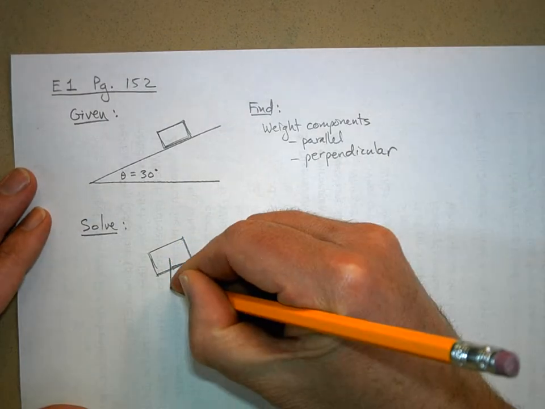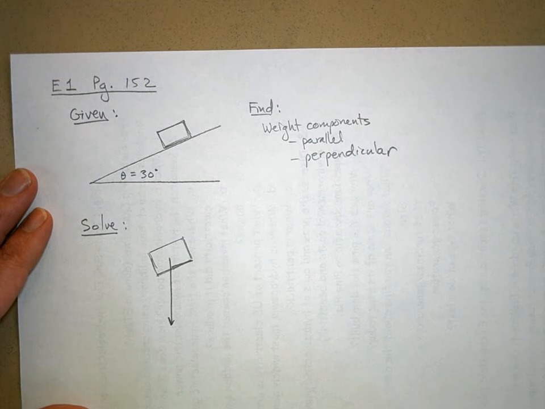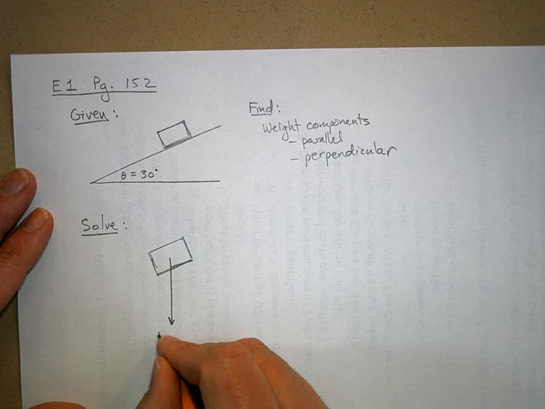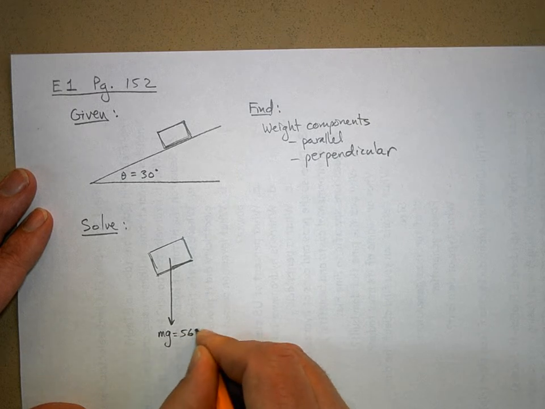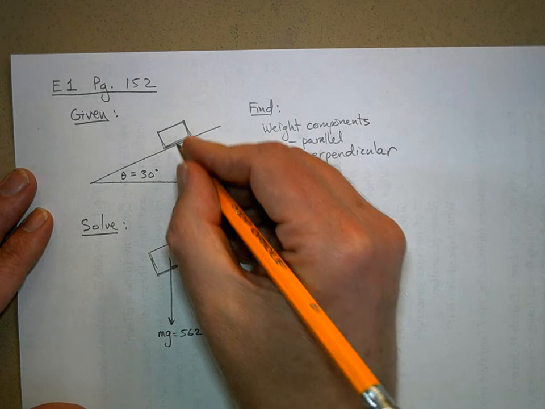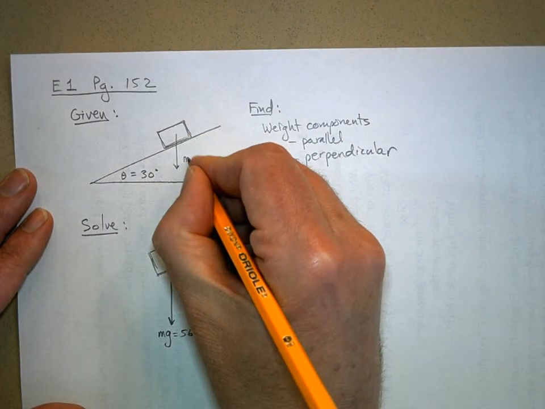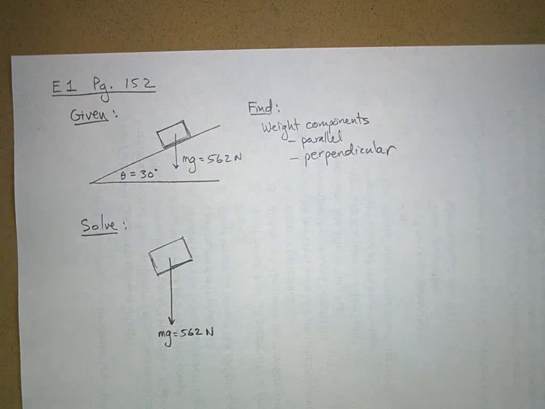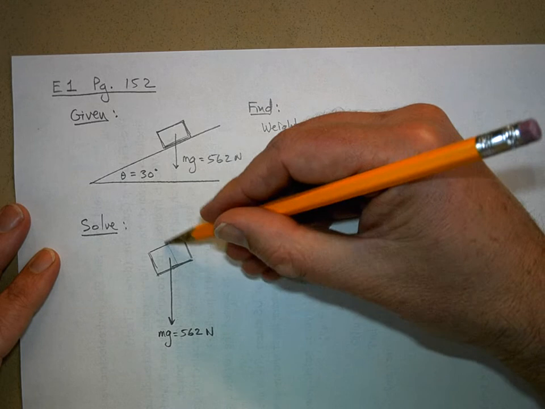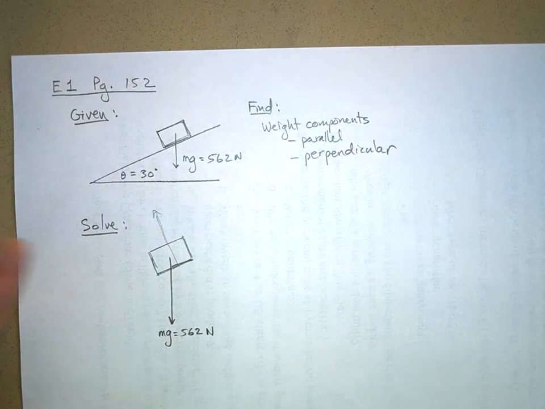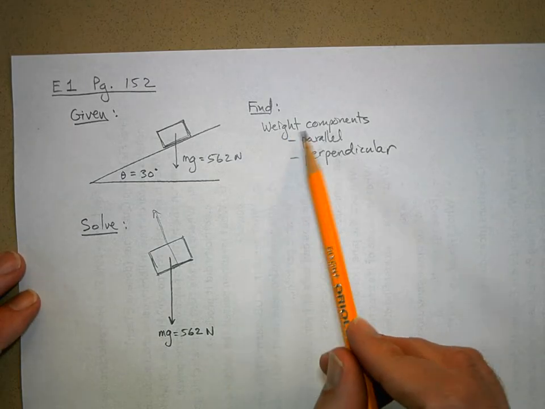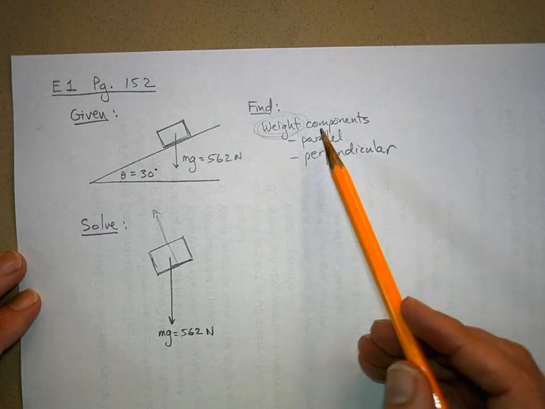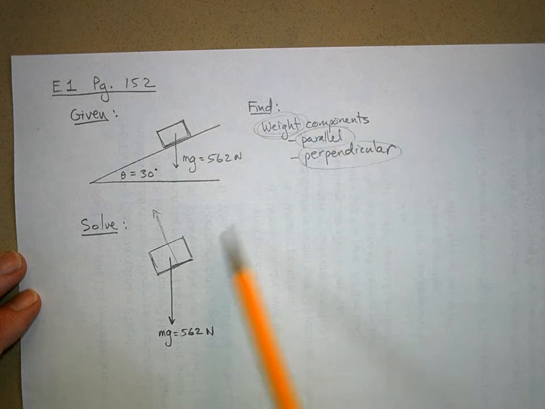Here's our weight vector. It says that it's 562 newtons. So mg equals 562 newtons. Oh, I didn't put that in what's given. Mg, the weight, is equal to 562 newtons. Now, of course, there's a normal force supporting it like that. We'll talk about that later, but we want to take the weight, which is a force, and we want to divide it up into components that are parallel and perpendicular to the incline.